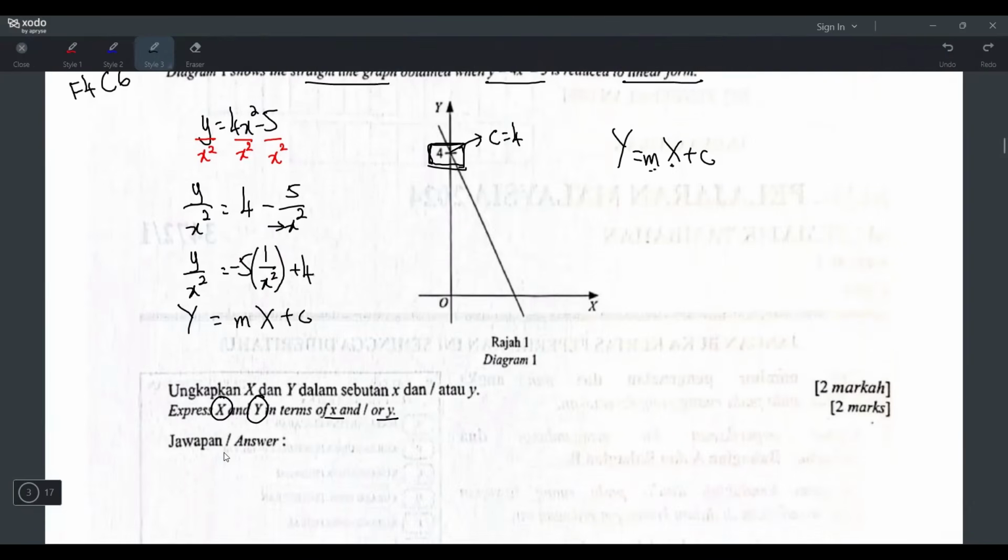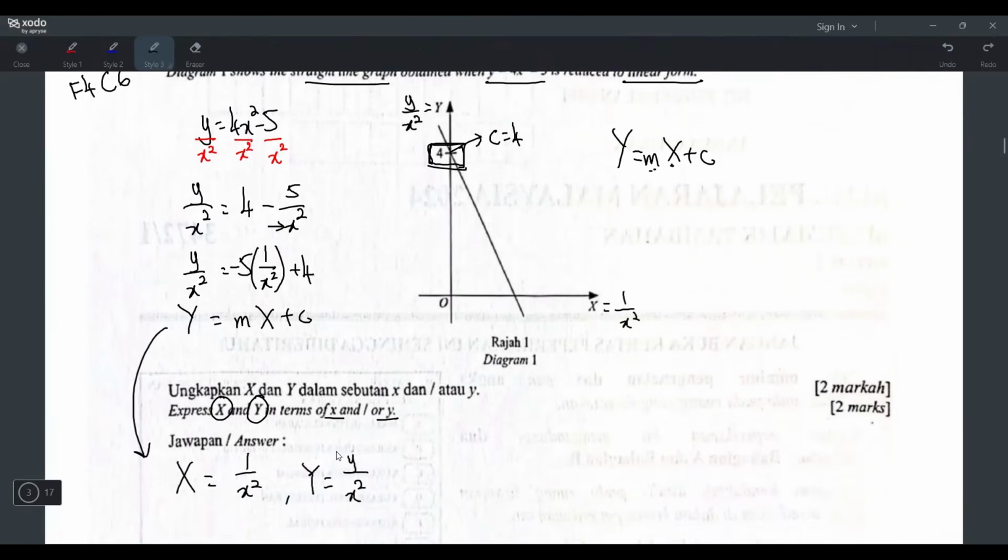The question asked me to find big X and big Y in terms of small x, small y. So I'm going to continue here. The big X, which is the x-axis, will be 1 over x squared. And then for the y-axis, that's going to be y over x squared, small y over small x squared. So the big X will be 1 over x squared, and then comma, the big Y is y over x squared, small y over small x squared, right?